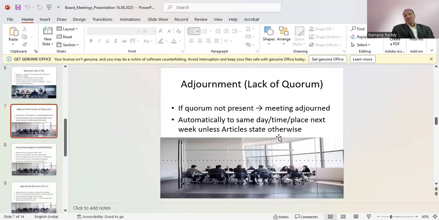Adjournment for lack of quorum. If the meeting can't be held due to lack of quorum, it is automatically adjourned to the same day, time, and place in the next week or the next non-holiday, unless articles state otherwise.